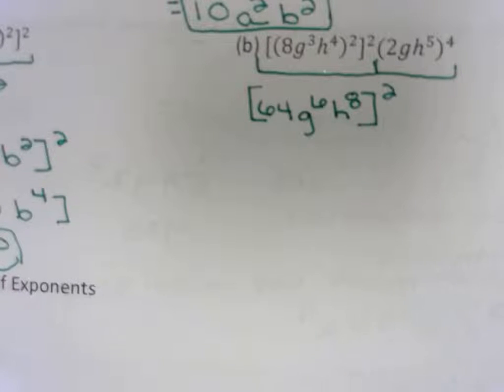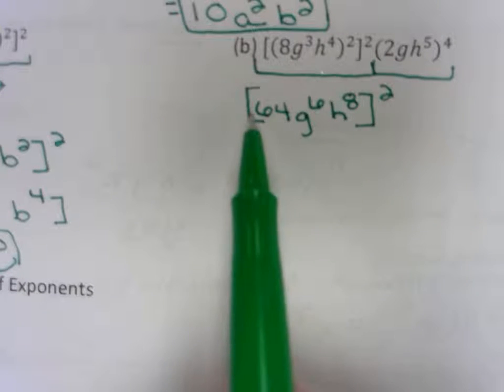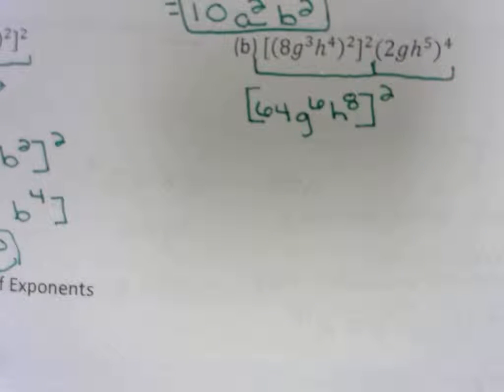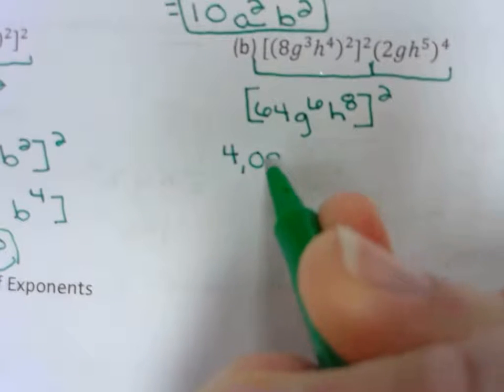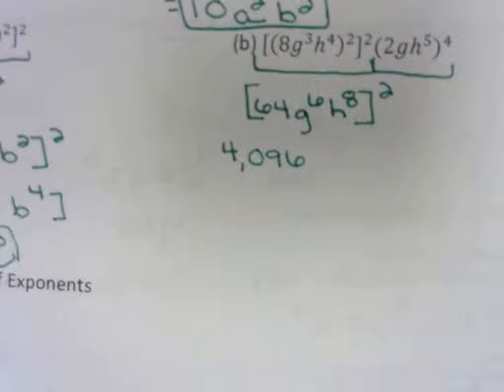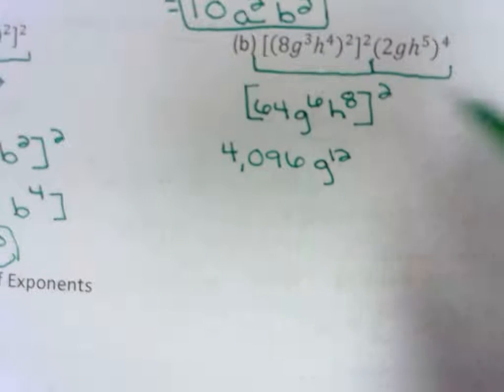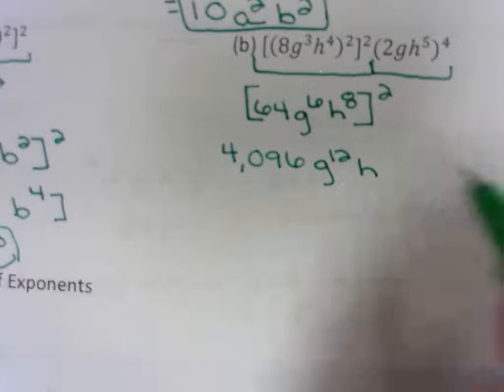Now let's simplify one more time. You're going to get big numbers, and that's okay. Don't freak out. 64 squared. Make sure you can do this on your calculator. 64 squared is 4,096. You can either do 64 times 64, or there's an exponent button. Now, what do I do with my exponents? g to the, multiply them, 6 times 2, kind of like distributing, 12th, h to the 16th.